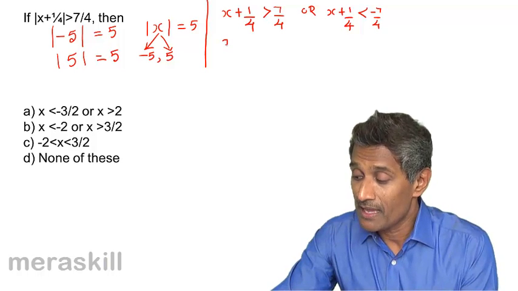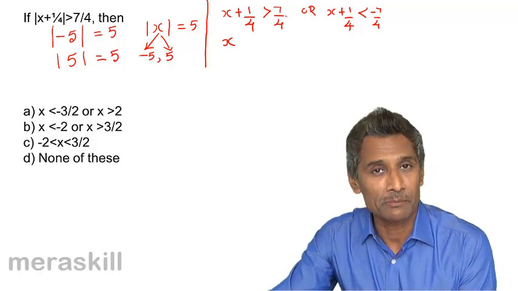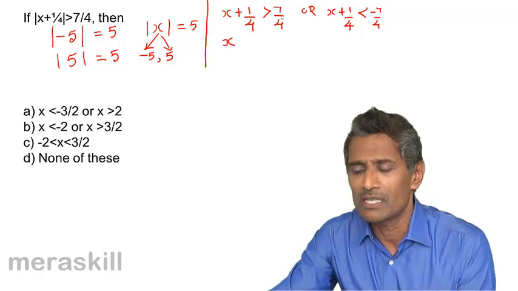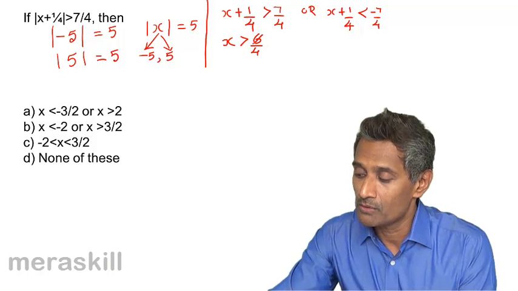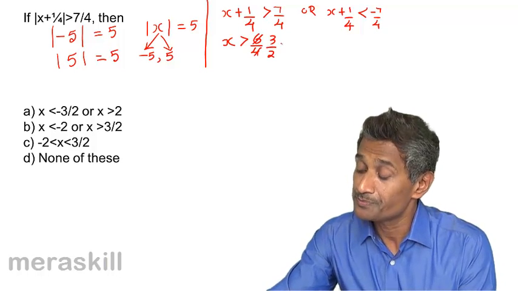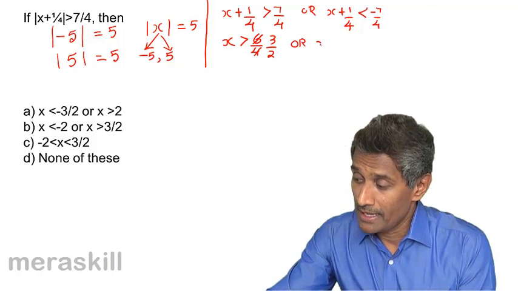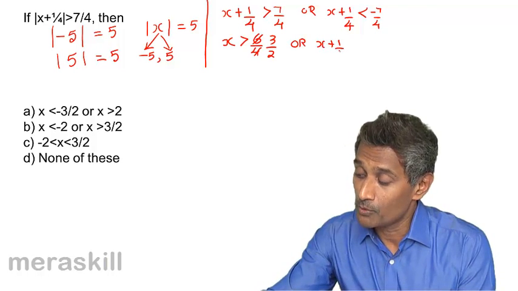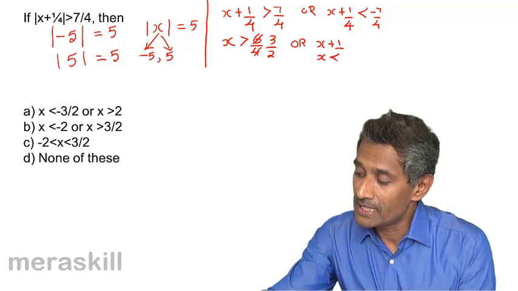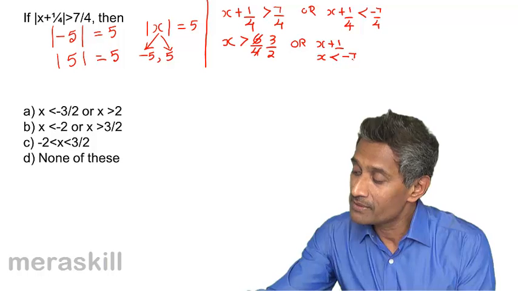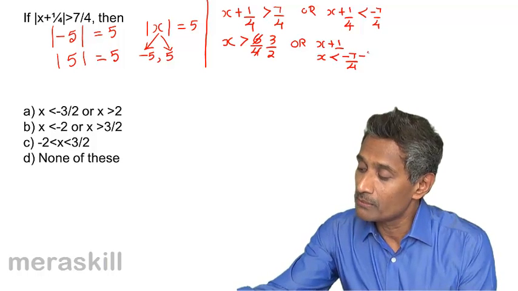So we have x, again we subtract 1 by 4, which is the same as taking it to the other side. So x is greater than 7 minus 1 by 4, that is 6 by 4, which is the same as 3 by 2. Or, x plus 1 by 4, it could be x is less than minus 7 by 4 minus 1 by 4.